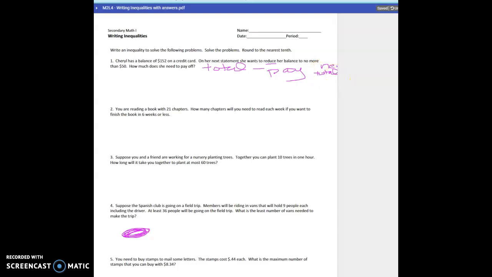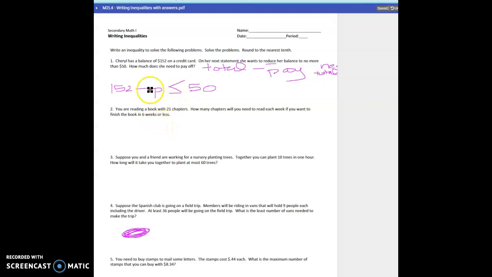Okay, so I think, okay, I've got $152. I'm going to take off whatever I pay, and then I want to be left with $50. Now, this says no more than 50, so 50 needs to be the biggest that you have left. So I put the big part of the inequality by that 50. And since I can also equal 50, I can put the bar there.